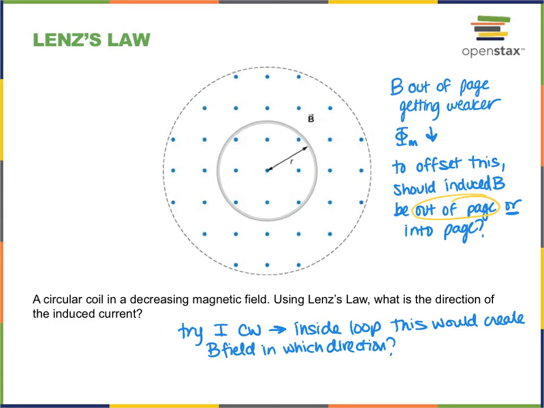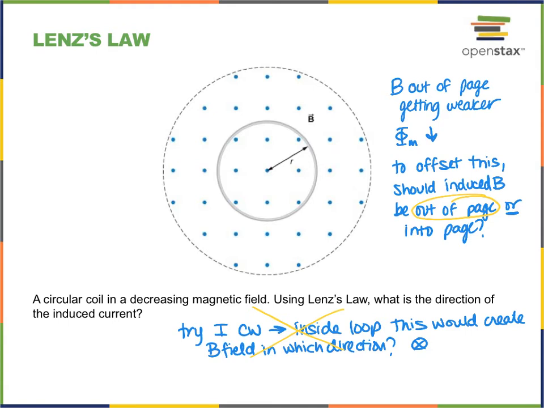If I imagine the current going around clockwise, at the bottom of the loop, the current would be going to the left. So if I point my thumb to the left, when my fingers are curling on top of my thumb, they're actually going into the page. That would create a magnetic field into the page. Is that what we want? No, we want a magnetic field out of the page. So this is not the right direction.